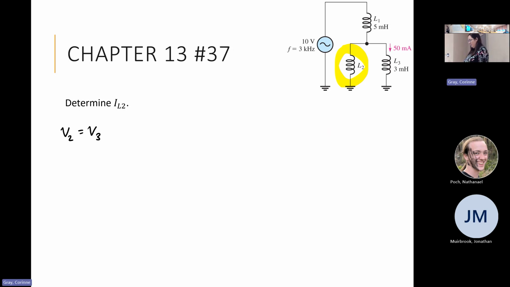What's the current going into L3? Okay, so we know, I don't know why, if we only have inductors, we're calling it L3, but here we are. If we're matching how the current is described in the question itself, that's going to be our 50 milliamps. What else do we have? Okay, that's going to be 3 kilohertz. Anything else?